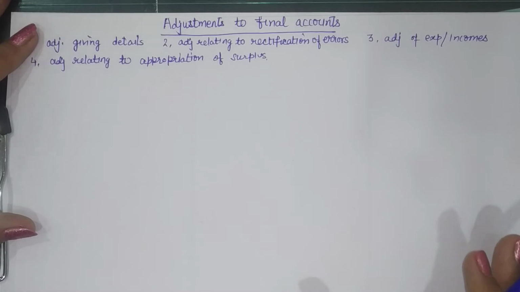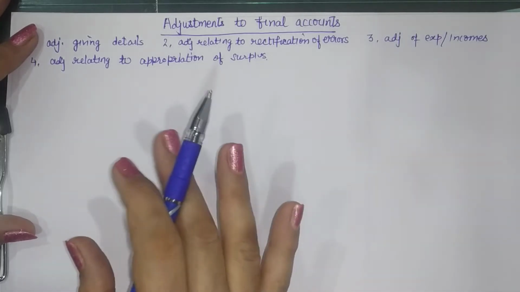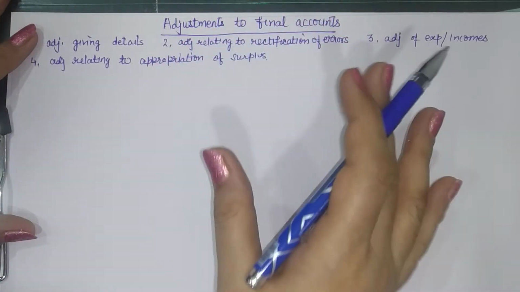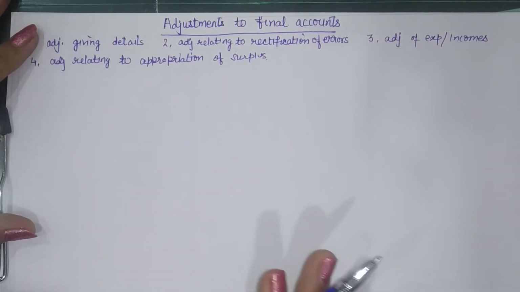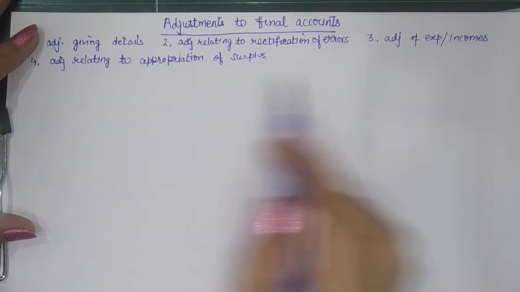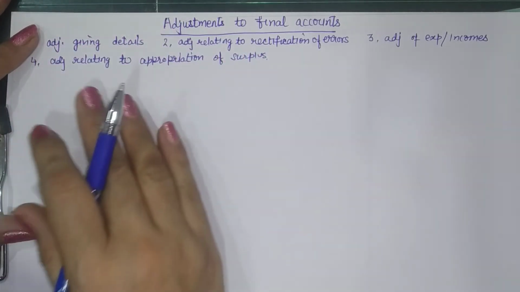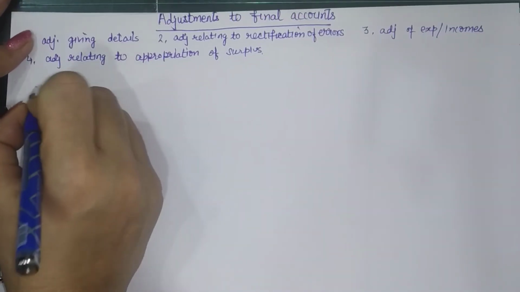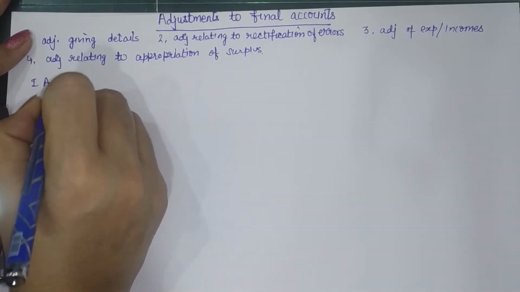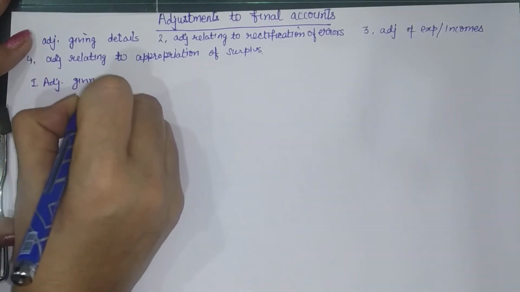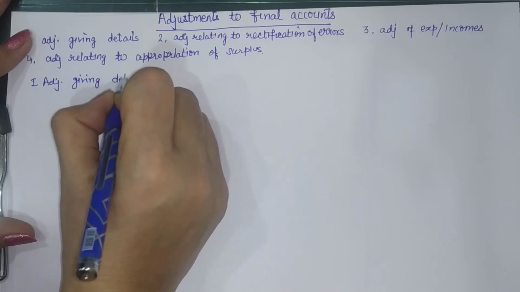So the adjustments must be recorded according to their dual effect. So we are to record the double effect of the additional information depending upon, of course, the categories. So for ease of understanding, we have categorized them into four. So let us first start with the adjustments giving details.